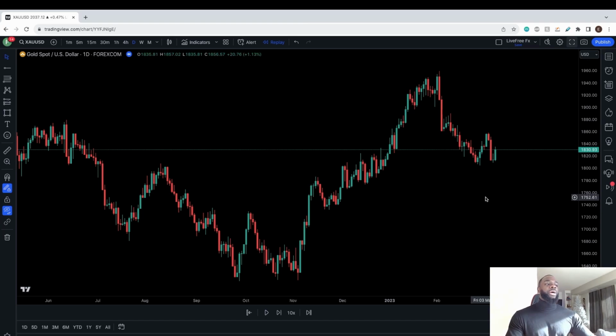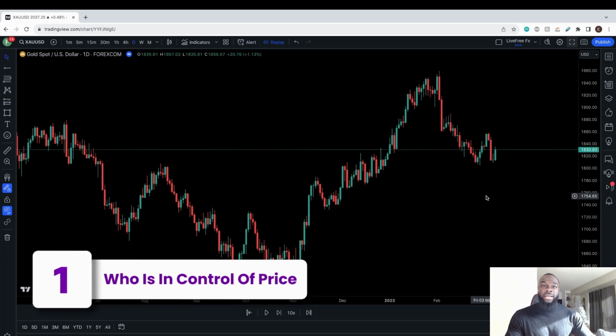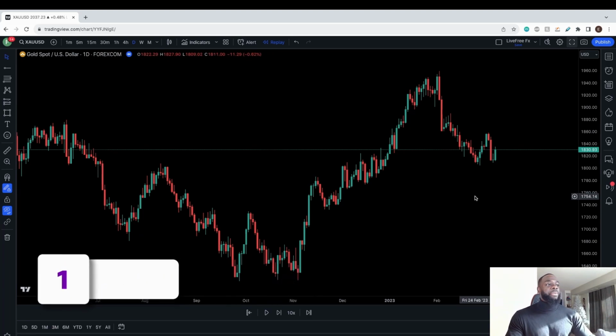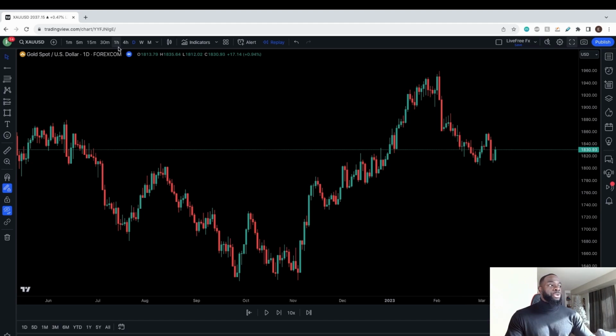The very first thing when you're taking a look at the chart is you want to identify who is in control of price. And the best way that we can do that is using the higher time frame. Any key levels that you take from the higher time frame will always be stronger than key levels that you take from the 1 hour or the 30 minutes, because higher time frame is key.